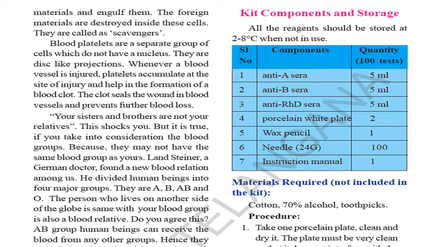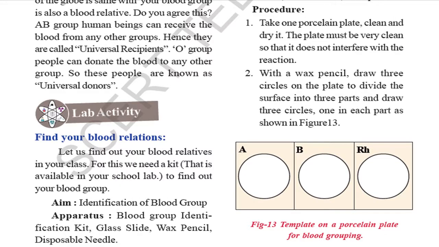Take one porcelain plate, clean it and dry it. The plate must be very clean so that it does not interfere with the reaction. With a wax pencil, draw 3 circles on the plate to divide the surface into 3 parts. Draw 3 circles in each of them.